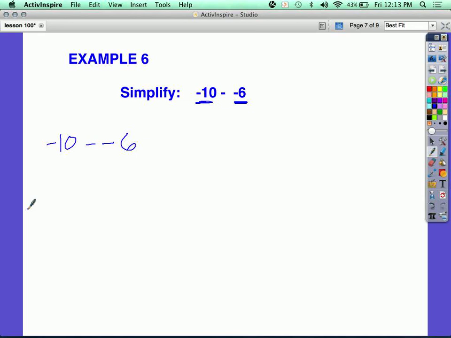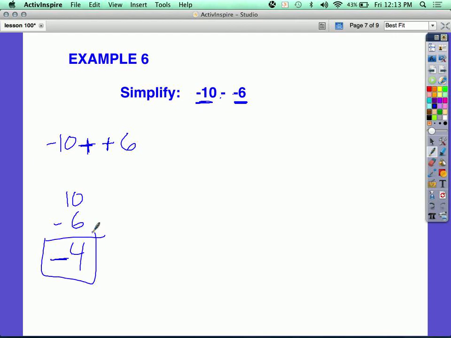So if I subtract a negative, I'm going to change the minus to a plus, and then I'm going to change the sign of my last number. So since they're both minus, we have minus a negative, they both turn to plus. So now I have negative 10 plus a positive 6. Okay? So in this case, we're adding, they're different signs, so I can subtract them. 10 minus 6 is 4, keep the sign of the bigger number. 10 was negative, so it's going to be negative 4.